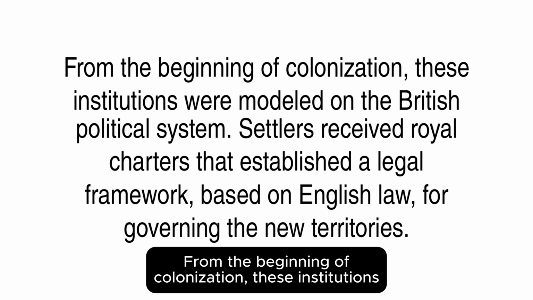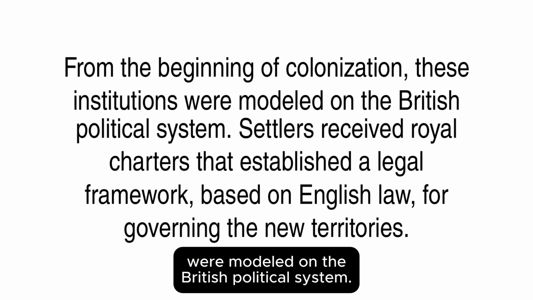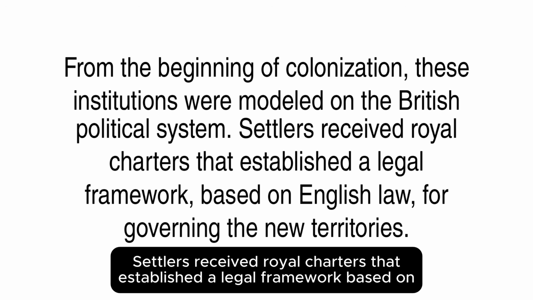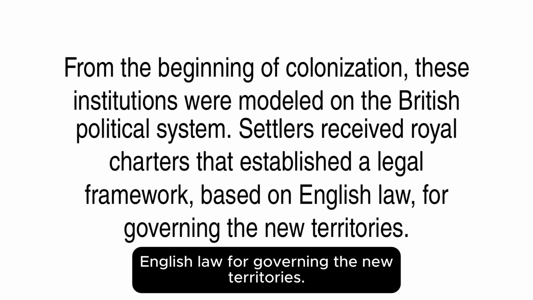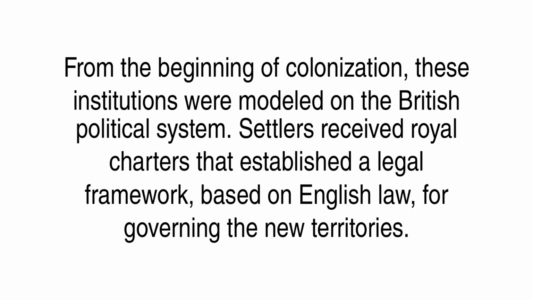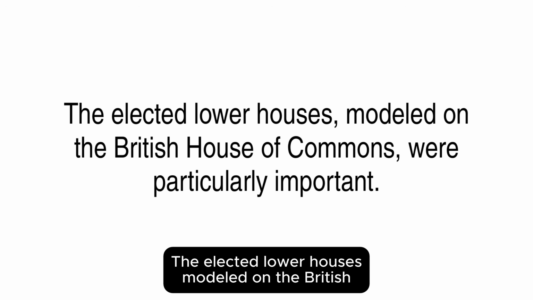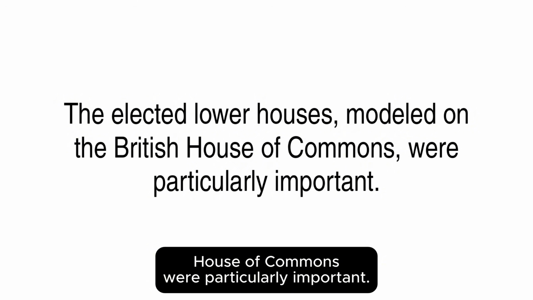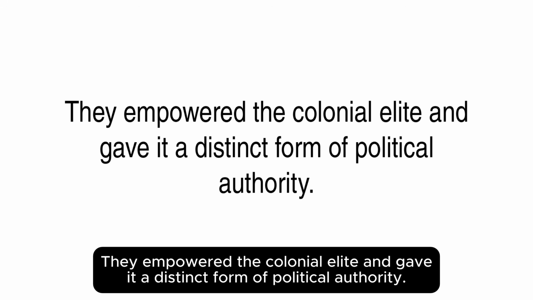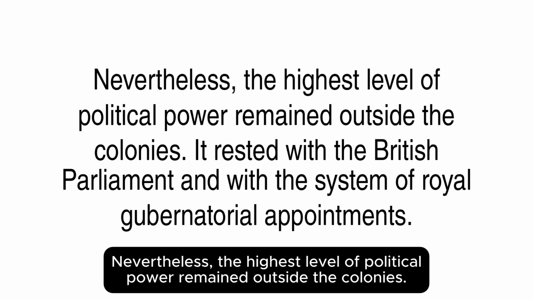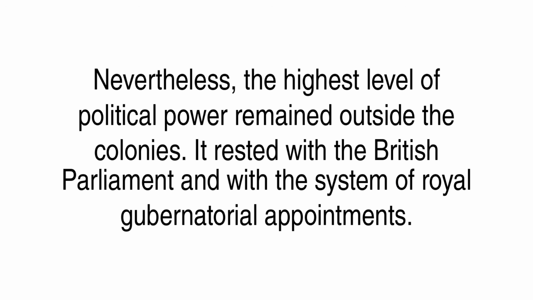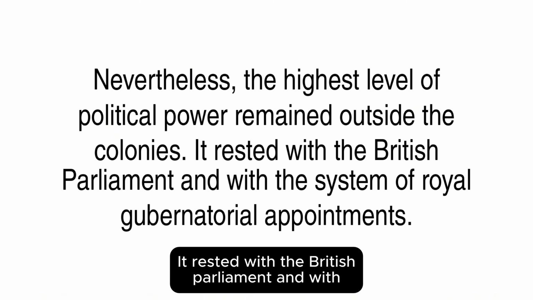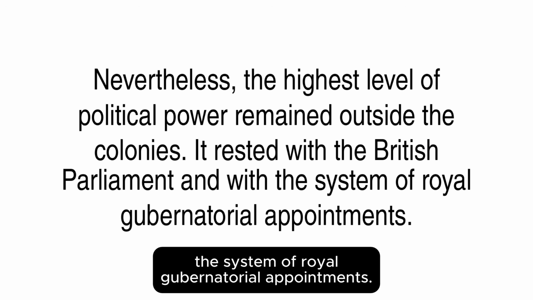From the beginning of colonization, these institutions were modeled on the British political system. Settlers received royal charters that established a legal framework based on English law for governing the new territories. The elected lower houses, modeled on the British House of Commons, were particularly important. They empowered the colonial elite and gave it a distinct form of political authority. Nevertheless, the highest level of political power remained outside the colonies. It rested with the British Parliament and with the system of royal gubernatorial appointments.